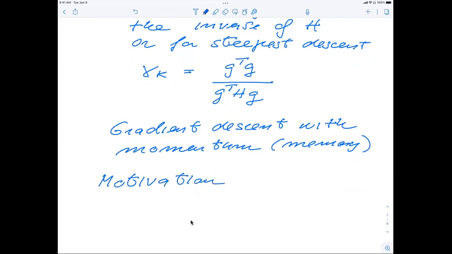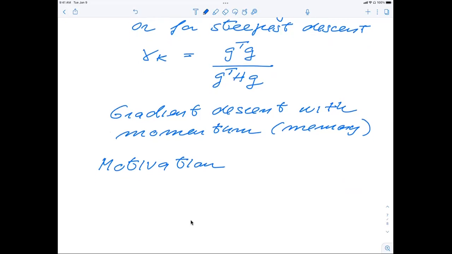And this is a simple way by which we can actually improve the convergence of the standard gradient descent. This method is actually used in stochastic gradient descent as well. And these are efficient ways by which we can circumvent some of the slowness in the standard gradient descent, which also translates into the slowness of the steepest descent also. So let's look at the motivation.